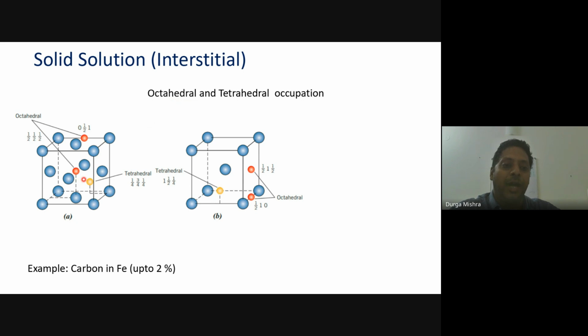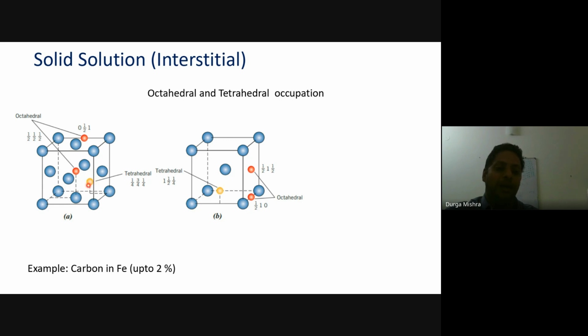For example, if you look at an FCC crystal, the octahedral position can be 0, 1/2, 1, or 1/2, 1/2, 1/2. That means if you go along the body diagonal by half a unit cell, you will reach this point, which is your octahedral site. Similarly, if you go along one of the edges by half, you will also get an octahedral site. This is where one of those atoms can go, and the size is definitely smaller than the parent atom size.